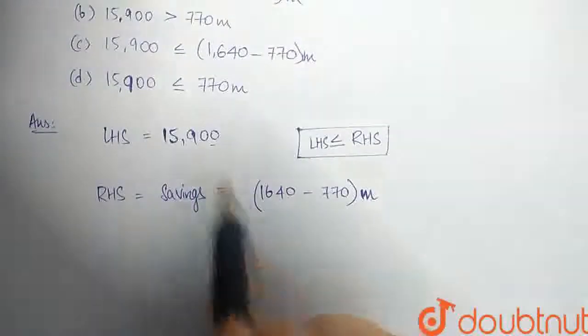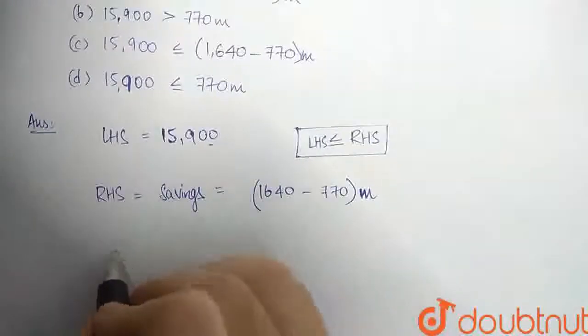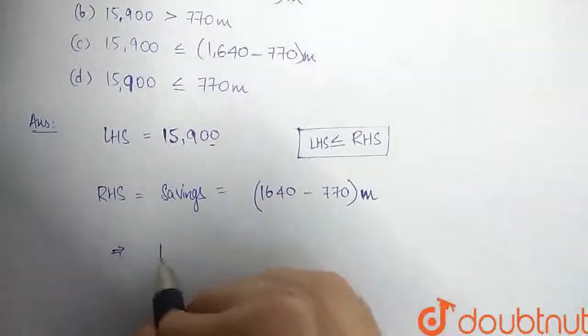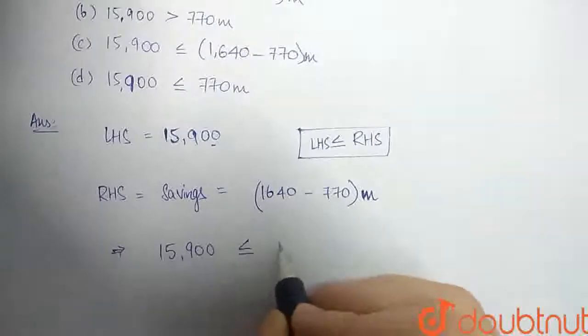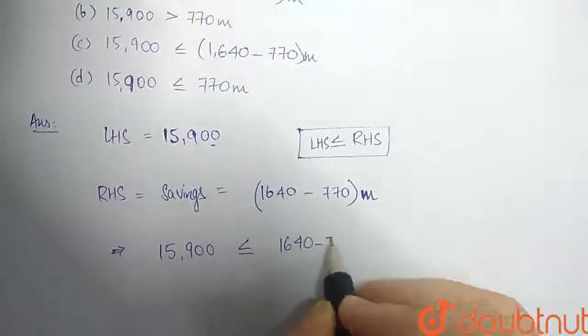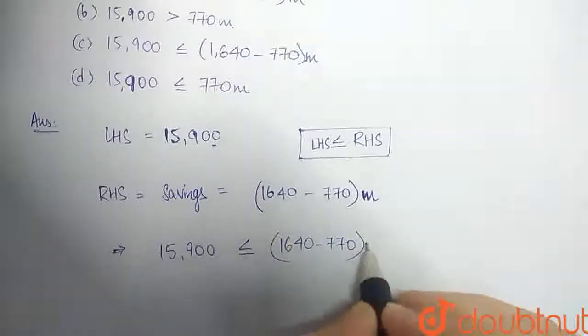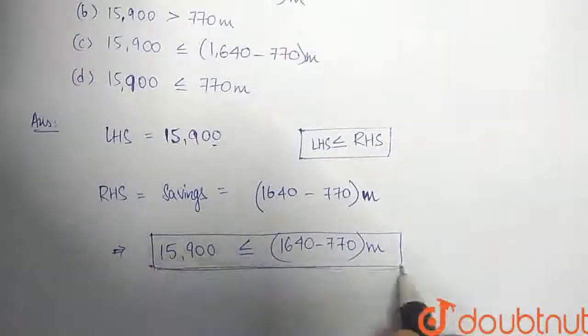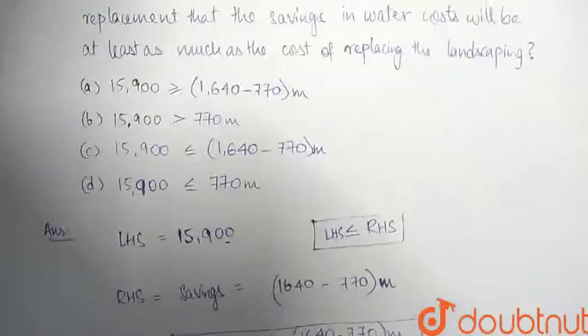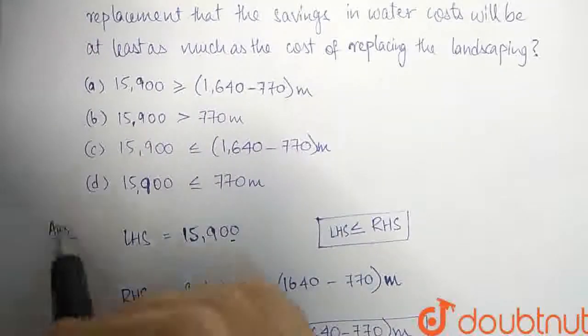So now we have our LHS and our RHS. So the inequality would be 15,900 is less than or equal to (1640 minus 770) times M. So this is our inequality. Comparing this with the options, we see option C is correct.